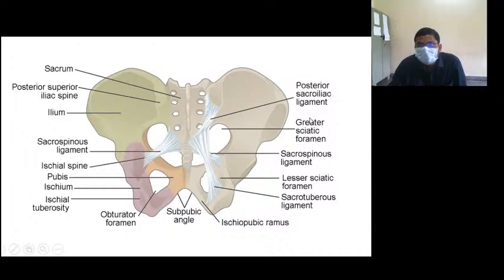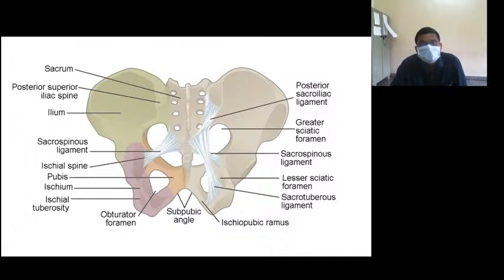Along with this, you can also see the posterior sacroiliac ligament, and you can see the greater sciatic foramen. This is the sacrospinous ligament, this is the lesser sciatic foramen, and you can see the sacrotuberous ligament, and now you can see the ischiopubic ramus which is seen here. And as I told you in the beginning, this is the subpubic angle, and this is the obturator foramen, and you can see again the ischial tuberosity and the proper ischium bone, and this is the pubic bone, and you can see the ischial spine. And of course this large bone is nothing but the ilium. The posterior superior iliac spine you can see in this region, and also this is the sacrum.